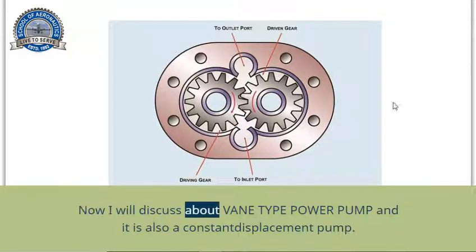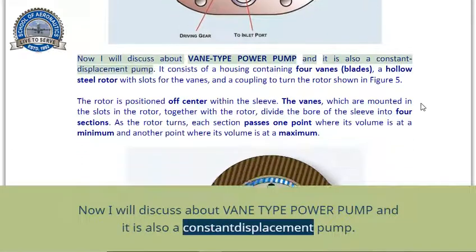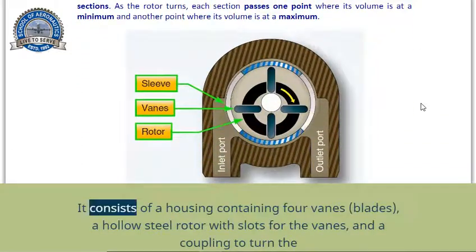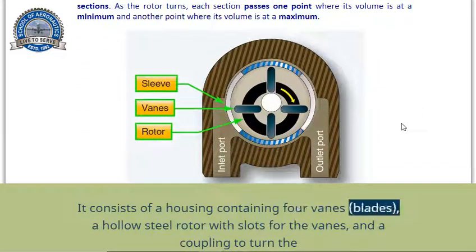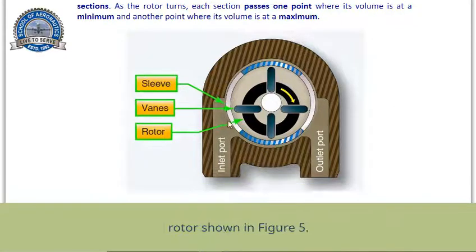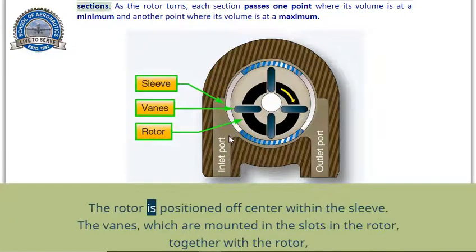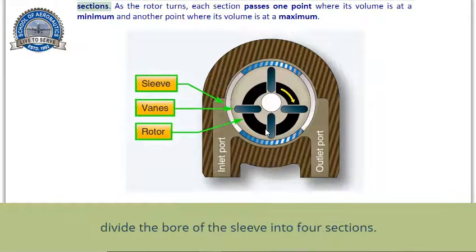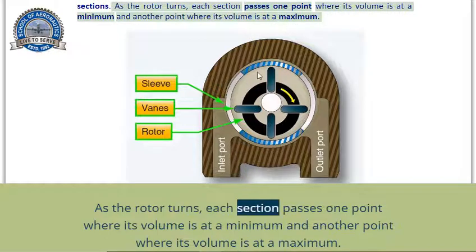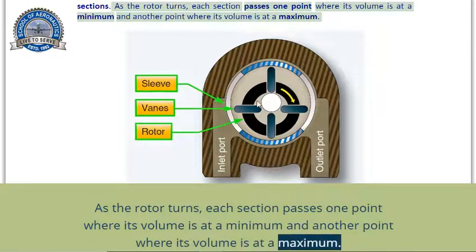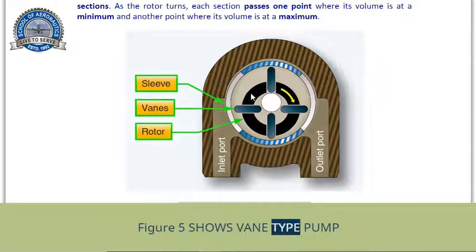Now I will discuss vane-type power pump, and it is also a constant displacement pump. It consists of a housing containing 4 vanes, or blades, a hollow steel rotor with slots for the vanes, and a coupling to turn the rotor, shown in Figure 5. The rotor is positioned off-center within the sleeve. The vanes, which are mounted in the slots in the rotor, together with the rotor, divide the bore of the sleeve into 4 sections. As the rotor turns, each section passes one point where its volume is at a minimum and another point where its volume is at a maximum. Figure 5 shows the vane-type pump.